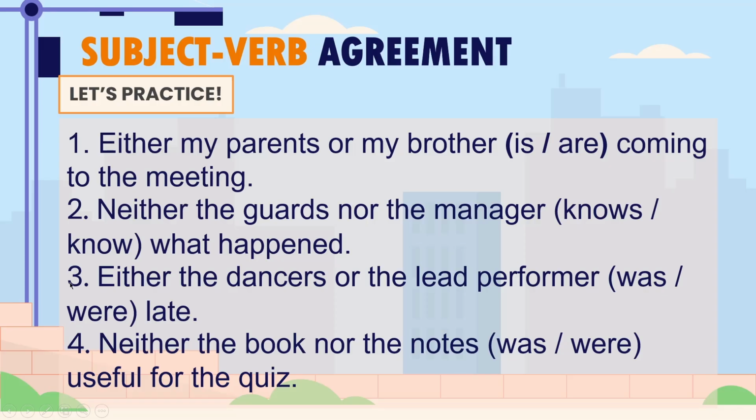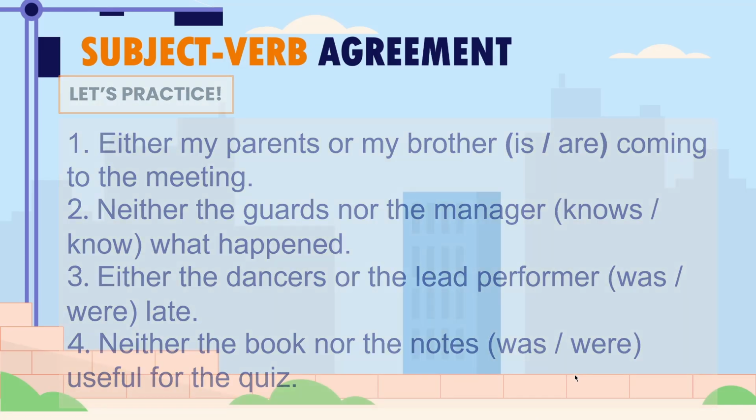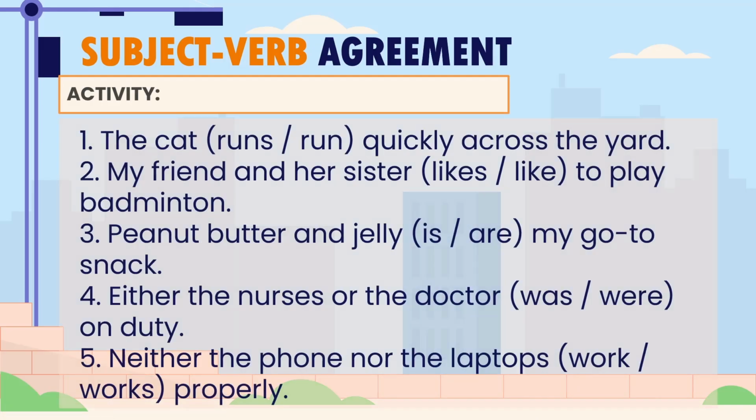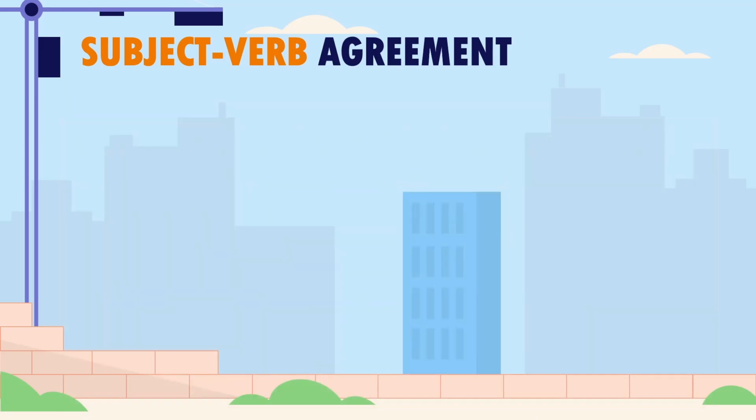Again, number three, either the dancers or the lead performer were late. So we will use was because mas malapit kay or si the lead performer, which is singular subject. That's why we will take a singular verb. Next, neither the book nor the notes was or were useful for the quiz. So we will use were as our verb.